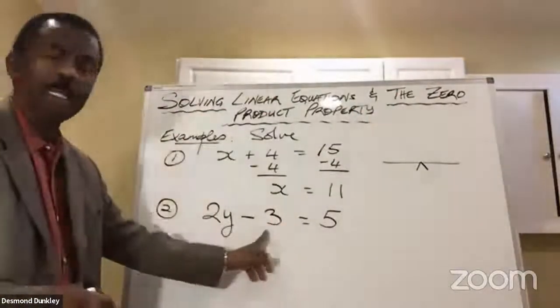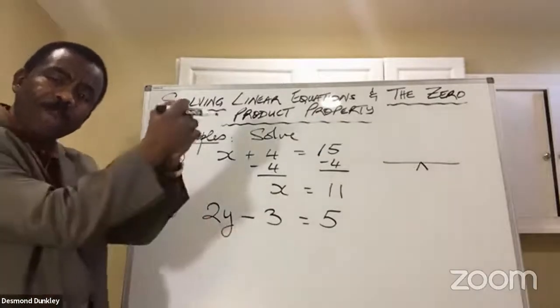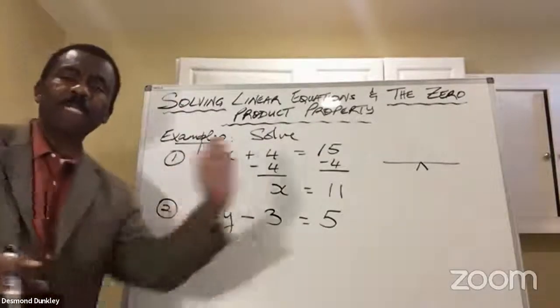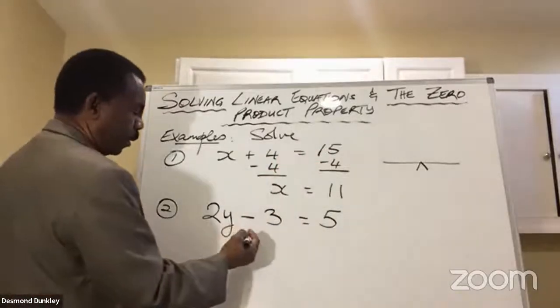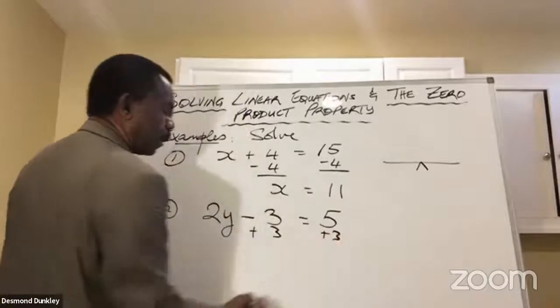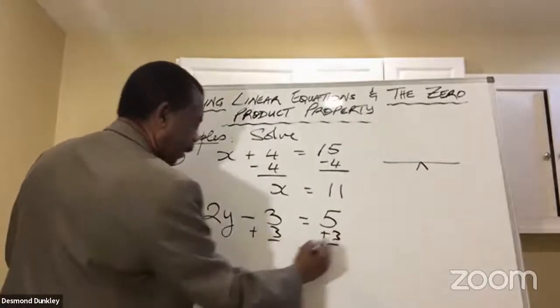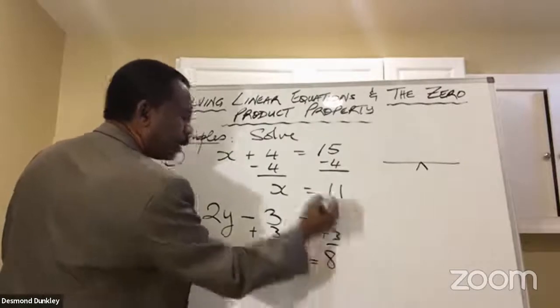So the -3 and the +2. The +2 is multiplying the y, so it's very close. The -3 is at a distance, so -3 goes first. So here we go. Add 3 to both sides, and we end up with 2y equal to 8.